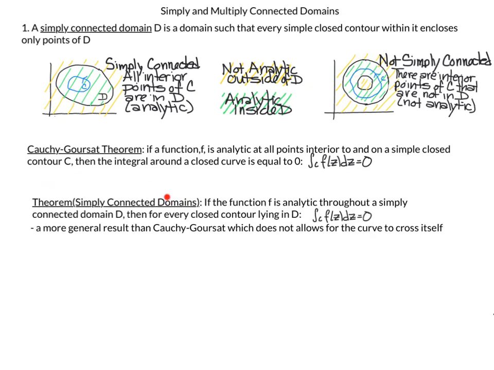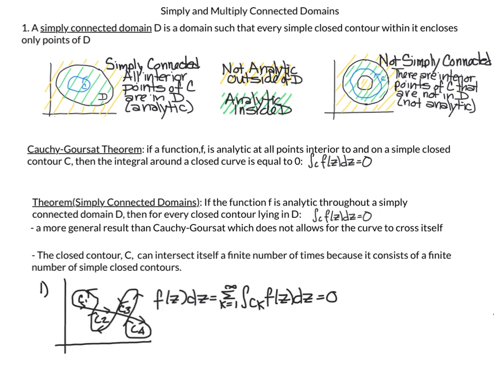Next, we have this theorem specifically about simply connected domains. If the function f is analytic throughout a simply connected domain D, then for every closed contour lying in D, the closed contour integral is equal to 0. And this is a more general result than the Cauchy-Goursat theorem, which does not allow for curves to cross itself. A closed contour C can intersect itself a finite number of times because it consists of a finite number of simple closed contours.